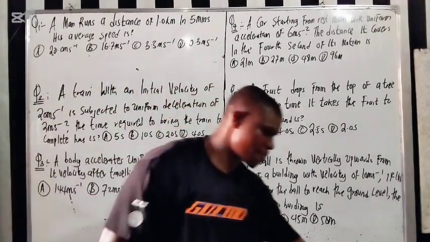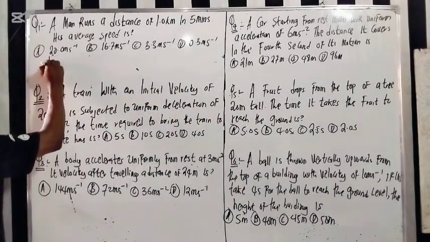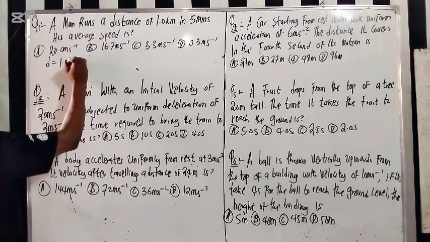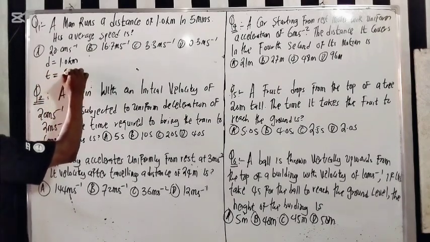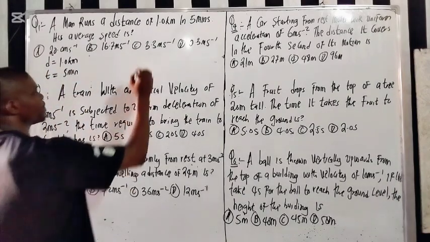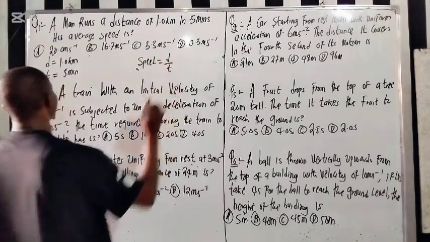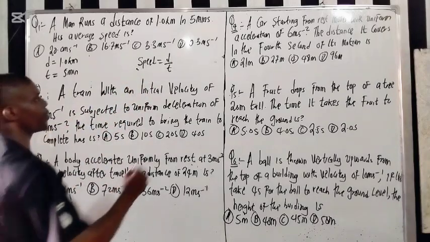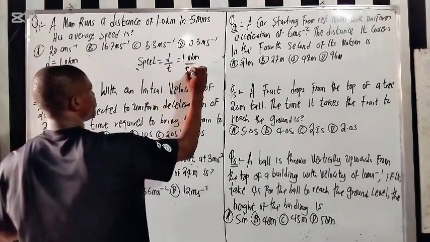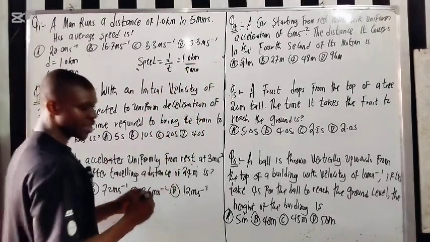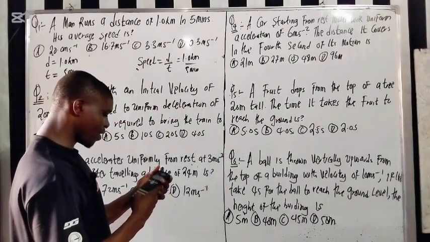If you look at it very well, please pay close attention here. The question gave us distance D, which is 10.0 kilometers, and my time T is 5 minutes. Remember, when we talk about average speed, it is distance D over T. So if we input the values here we have 10.0 kilometers over 5 minutes. If you do your calculation, 10.0 divided by 5 gives 2.0.